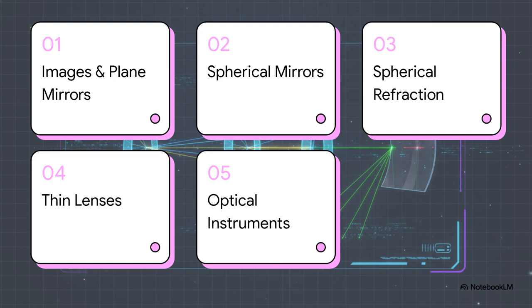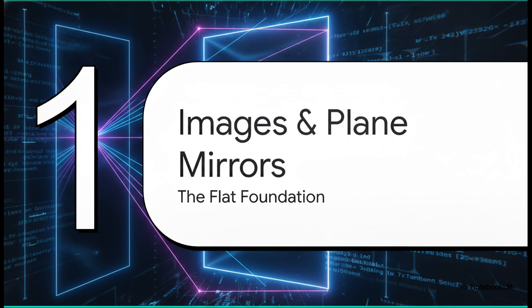Here is our flight plan for today. 1. Images and plane mirrors. 2. Bending light with spherical mirrors. 3. Refracting at spherical surfaces. 4. Focusing with thin lenses. And 5. Engineering optical instruments. All right, kicking things off with Section 1, Images and Plane Mirrors, the flat foundation.